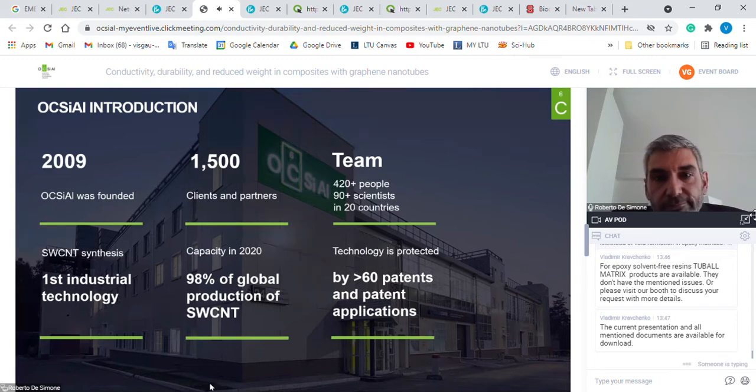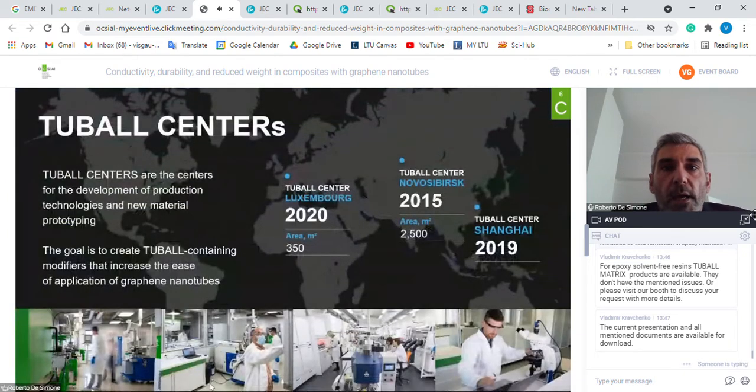Just to give you a sense of our capacity, in 2020 alone, 98% of global production of graphene nanotubes was made by TUBALL. We currently have 3 different TUBALL research centers. The first is in Novosibirsk, where our main manufacturing plant is located. The second was opened in 2019 in Shanghai, and the third was opened last November here in Luxembourg, where our European headquarters is located.